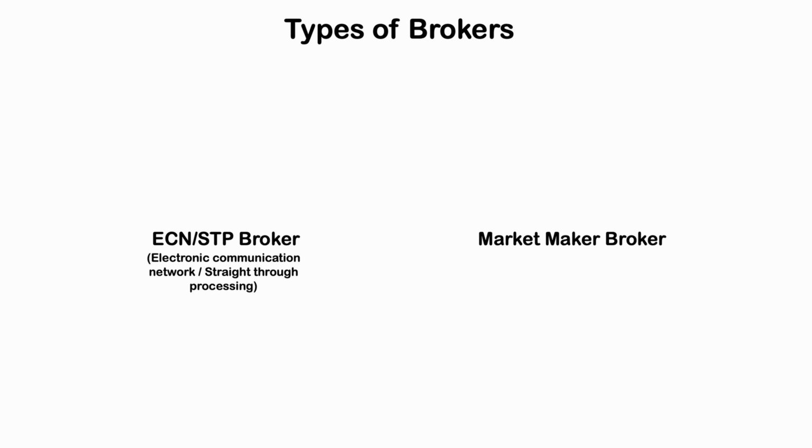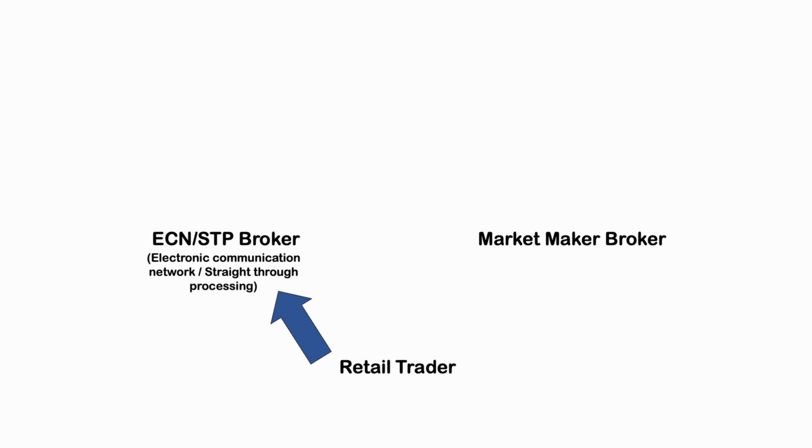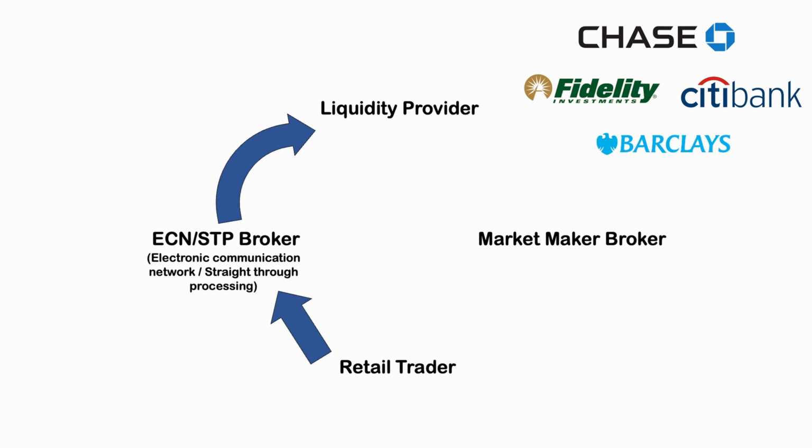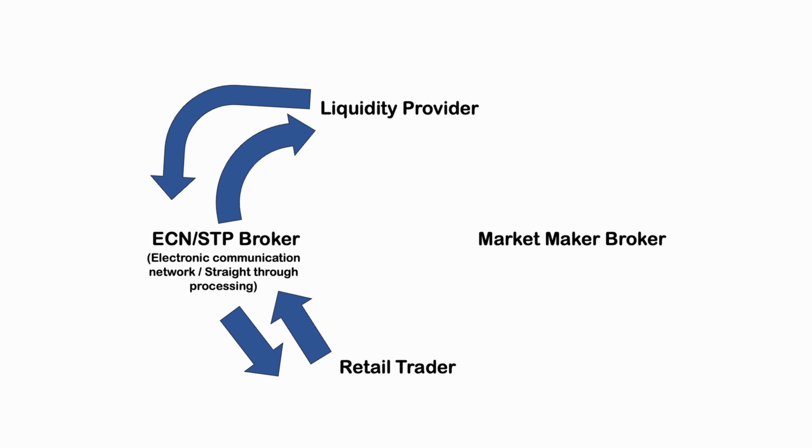ECN and STP brokers do have some slight differences, but for this explanation, we'll treat them the same. Now, let's say you have an ECN or STP broker and you place a trade. Your broker will pass that trade directly to what is called a liquidity provider, which is essentially a large institution such as banks or hedge funds that will take the opposite position of your trade. For example, if you're selling Euro USD, they are buying it.